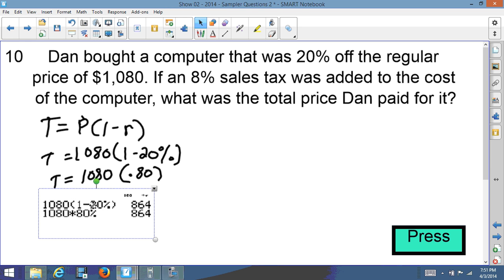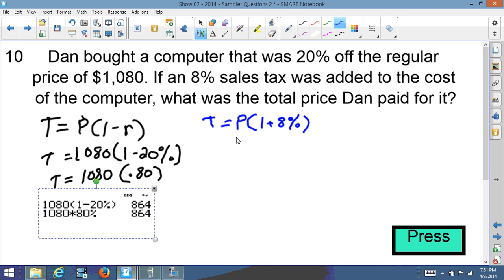Now the sales tax is the amount added on to a price. Now there are a couple ways we can find that, but I'm going to still use our same formula where we have the total equals the original price, or the new sales price, times 1 plus we're going to add on an additional percentage, 8%.